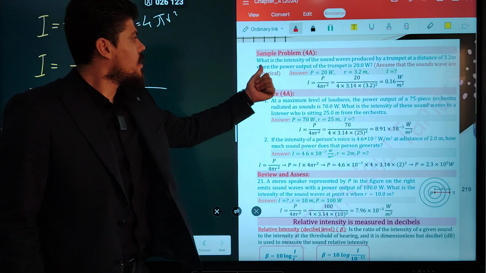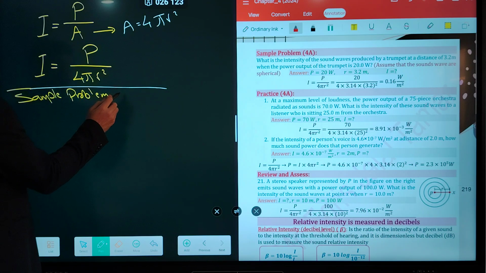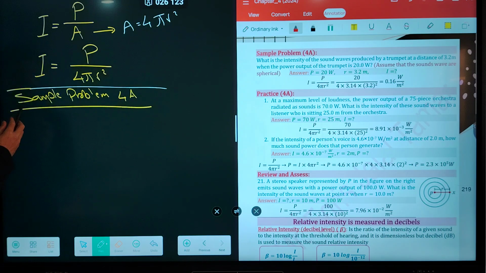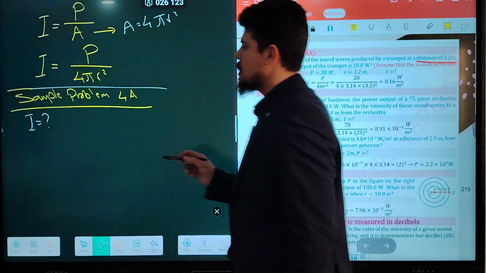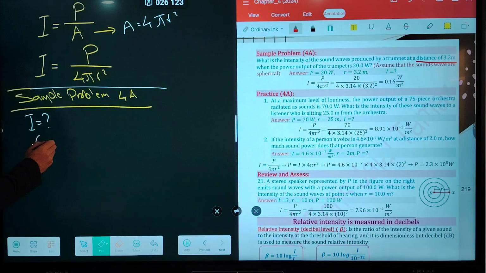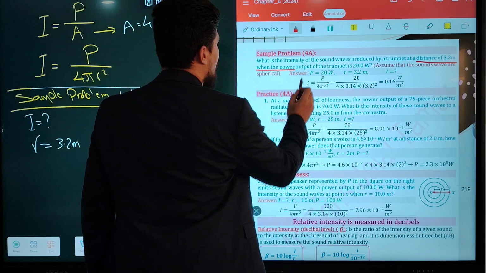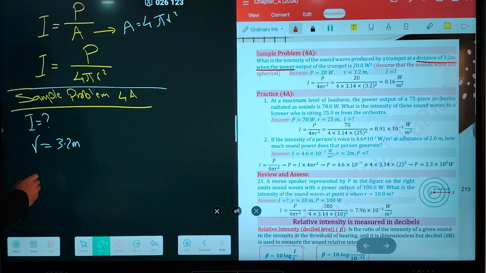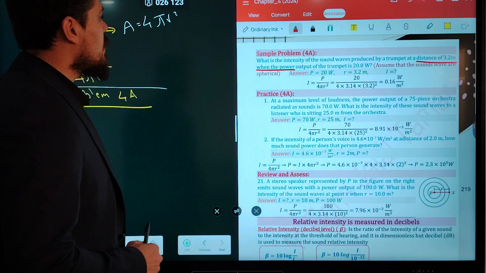Look at sample problem 4a. What is the intensity of sound? Guys, what is unknown? The intensity of sound is unknown. Produced by a trumpet at a distance of 3.2 meters. This 3.2 is the distance from the source. If this distance is given in centimeters, millimeters or kilometers, you have to convert to meters. The power output of the trumpet is 20 watts. Assume that the sound waves are spherical.